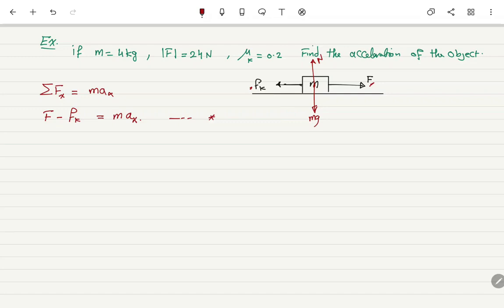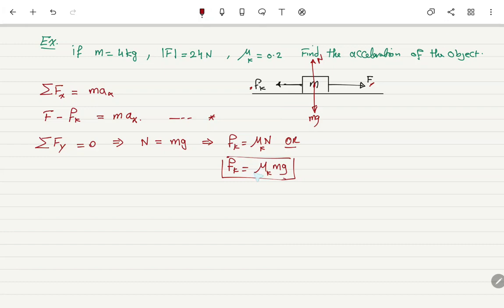Now on Y, the sum of all forces on Y equals 0, since the object has no acceleration on Y. In this case, the normal force is equal to mg. And from this, we can calculate Fk: it's equal to μk N, or Fk equals μk mg. You substitute this back into this equation, and you will get F minus μk mg equals m ax.